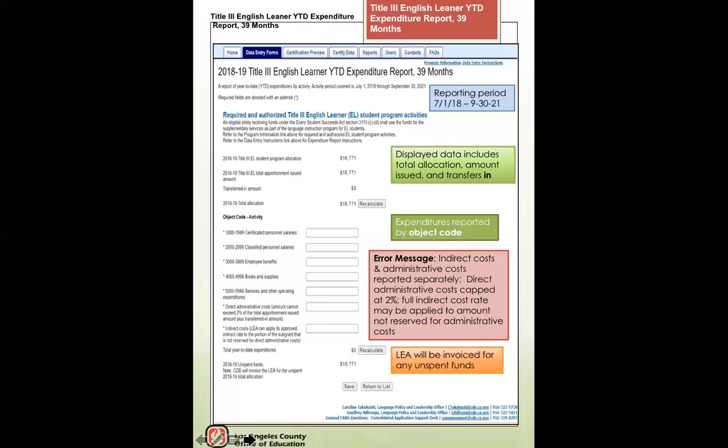And that's only applied to funds that are not reserved for administrative costs. So you have to pull out those administrative costs, the 2%, and the rest of it you can apply your full indirect cost rate to. Okay? And again, as with all the 2018 funds, CDE will invoice LEAs if there are any remaining funds as of September 30th, 2021. So again, our goal is 0 on this one.